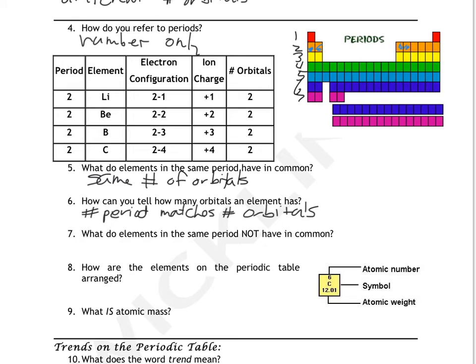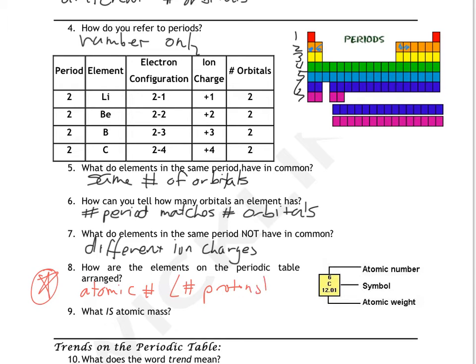You can see pretty easily that they all have different ion charges. So in the next question, this is a very important question. It says, how are the elements on the periodic table arranged? They're arranged by atomic number, which is the number of protons.